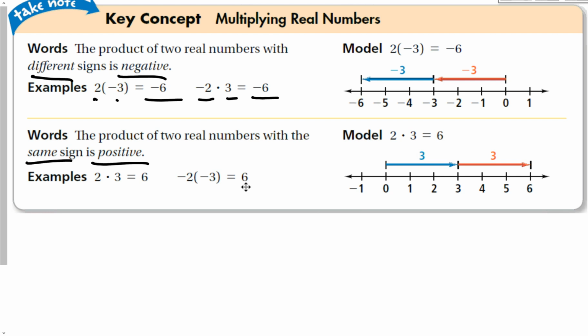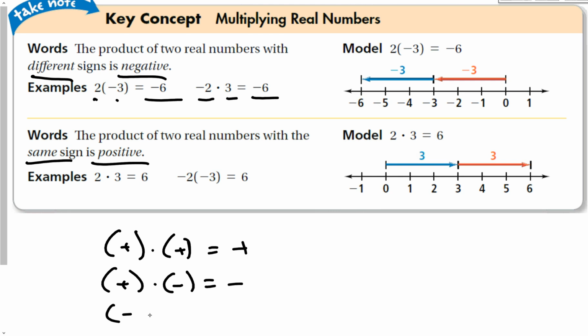Okay, and some key things to remember is that if we have a positive times a positive, that is going to be a positive. If we have a positive times a negative, that is going to be a negative. And if we have a negative times a negative, that is going to be a positive. And of course, we can always flip this middle one around to be a negative times a positive, which is also going to give us a negative. So same signs, when I multiply them together, I get a positive. Different signs, when I multiply them together, I get a negative.